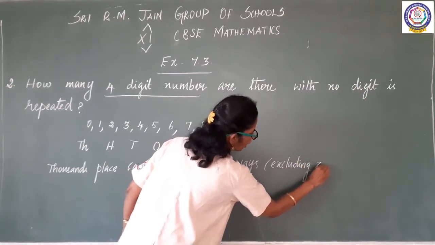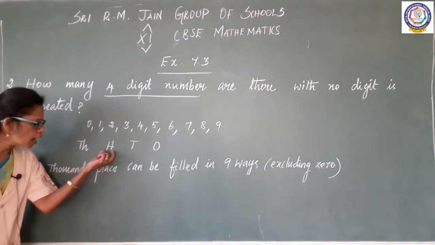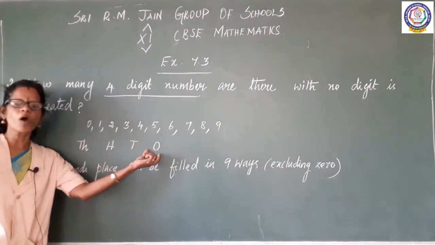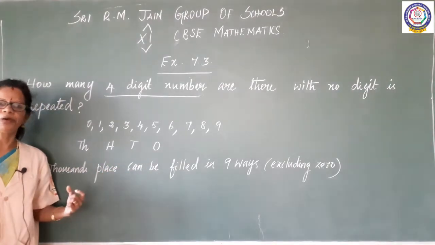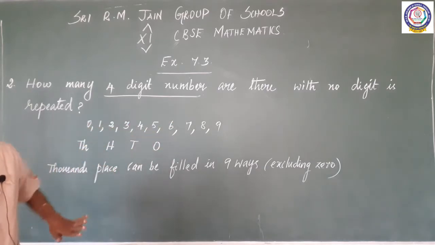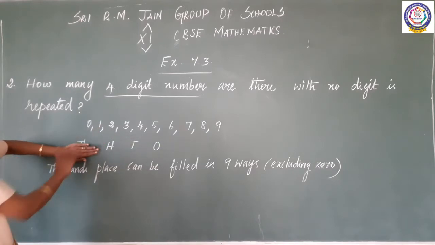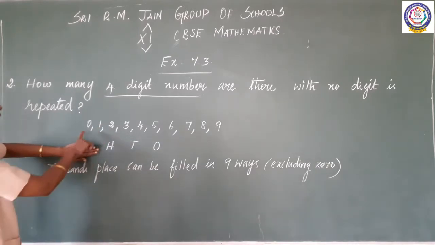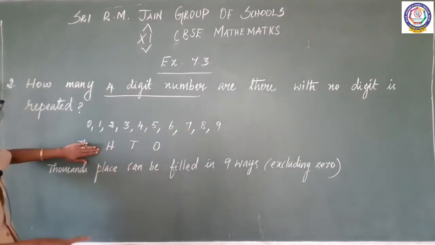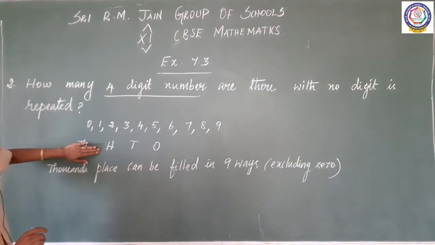Excluding 0. I gave the reason, right? You have to listen carefully, children. Next, hundreds, tens, ones. That can be filled by 0, it is included now, right? No digit is repeated. Once 1 is fixed in the thousands place, the 1 should not come into the process. The rest of the 9 numbers only. In that 9 numbers, how many numbers do we want to take? Only 3. Why did I say only 3? Hundreds, tens, ones can be filled in how many ways?